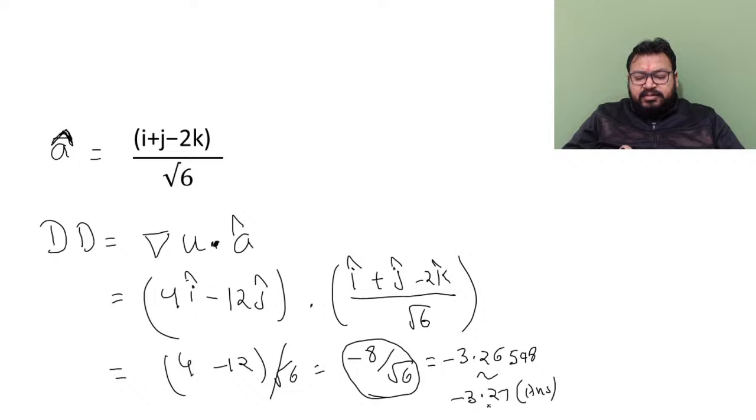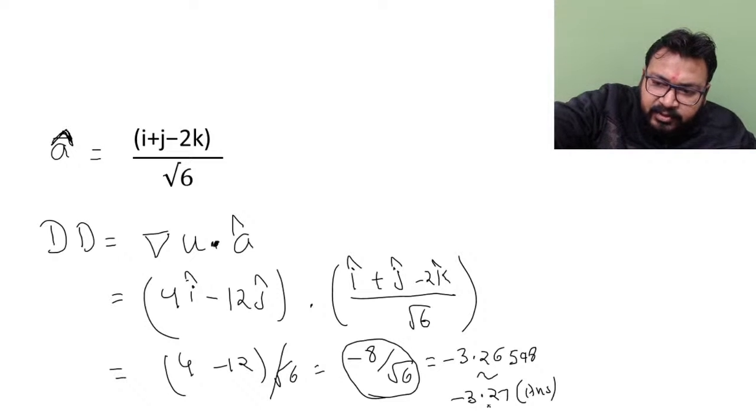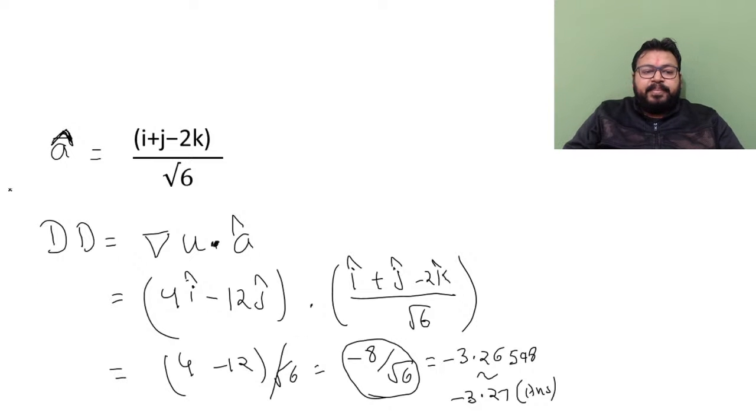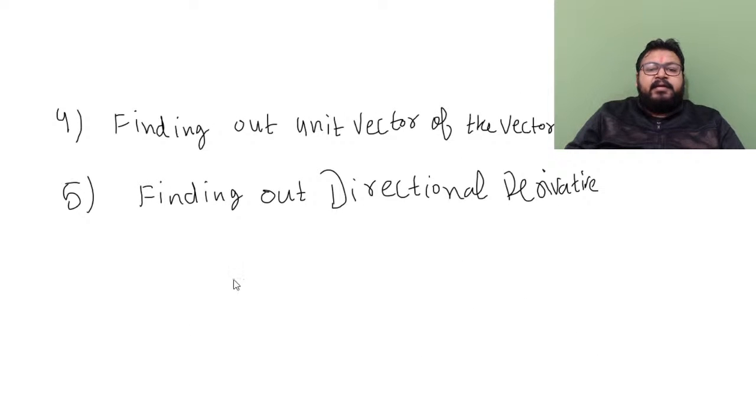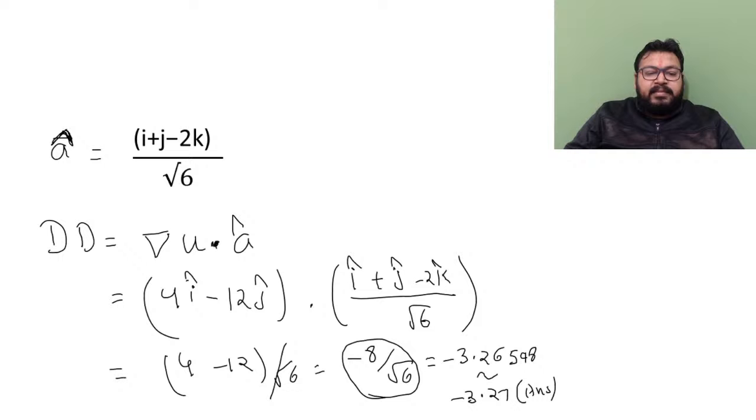Okay guys, that is an easy question. If you remember all these steps, you can easily solve such questions. Just remember the steps to calculate the directional derivative. Find the gradient of the given field, find the value of the gradient at the given point, find the vector A in whose direction the directional derivative is to be calculated, find the unit vector of A, and then find the directional derivative. And this is the illustration, and this is your final answer.